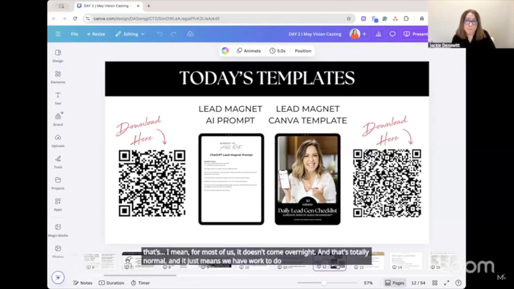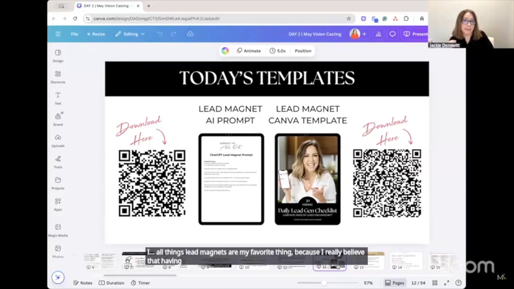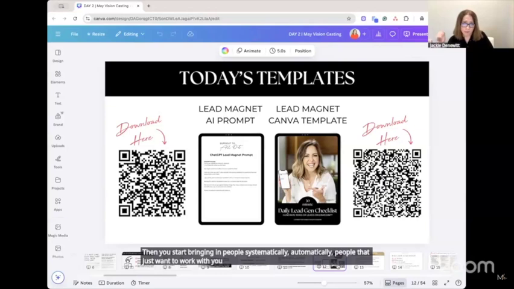And that's why there are programs like Build, Grow, Scale to help you really dig in. If you get to know me, I am a lead magnet nerd. All things lead magnets are my favorite thing, because I really believe that having an email list and a path to bring people in is one of the smartest things. It will save you so much time. Then you start bringing in people systematically, automatically, people that just want to work with you, instead of feeling like you're constantly throwing spaghetti at the wall, trying to get something to stick.